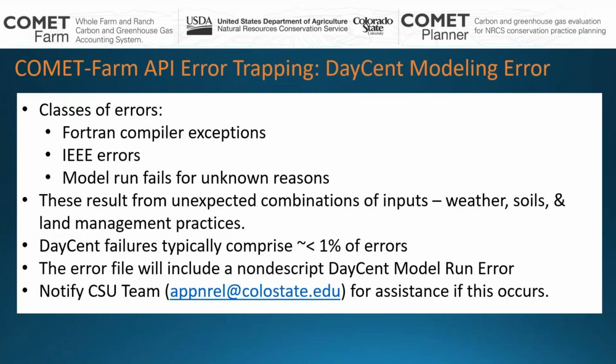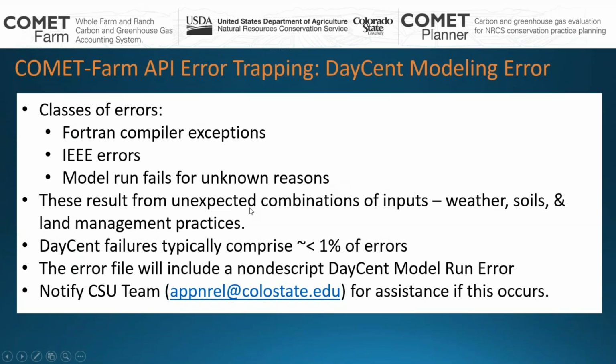All right, and then finally, the last class of errors that we see within the system is a DayCent modeling error. And there's three different classes of errors that we encounter. There could be an exception that's built in from the Fortran compiler. That's probably the least common one. More common are IEEE errors, where a model run fails because a not a number condition occurs. That's most likely a divide by zero or some other mathematical process that yields an IEEE error. And in some cases, model runs simply fail for unknown reasons. These are not very common, but they do happen.